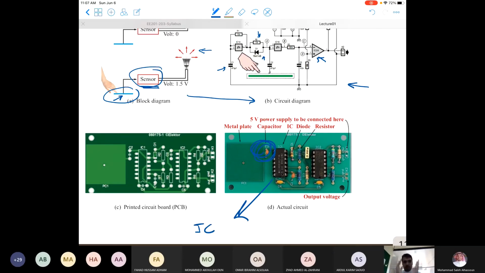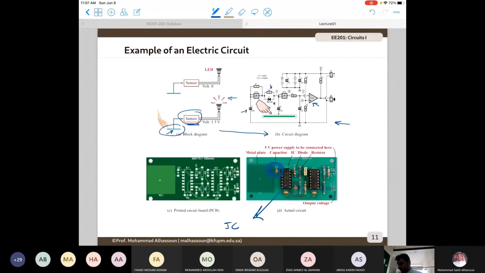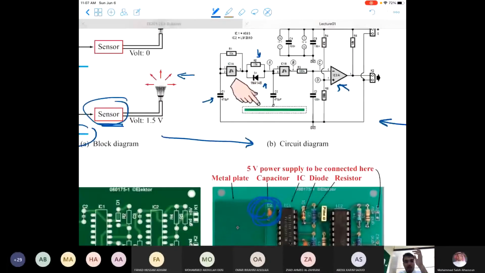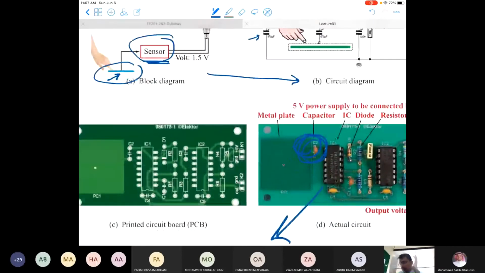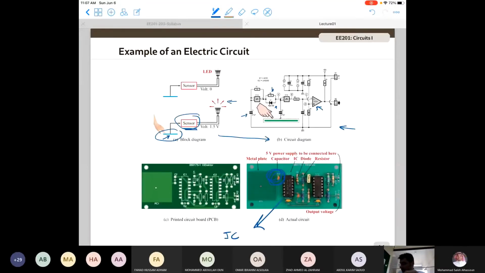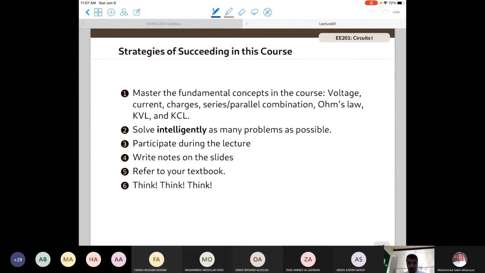So designing in general, what happens is the following: you have a bigger system, then you visualize it and understand it, design it by drawing the circuit diagram and applying circuit theory. Then you build it. So in this course, we are concerned with this part. We will not worry about this part or that part. Okay, any question?